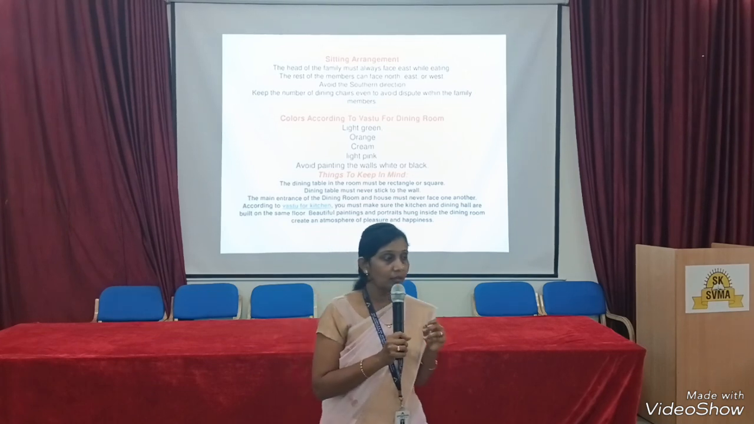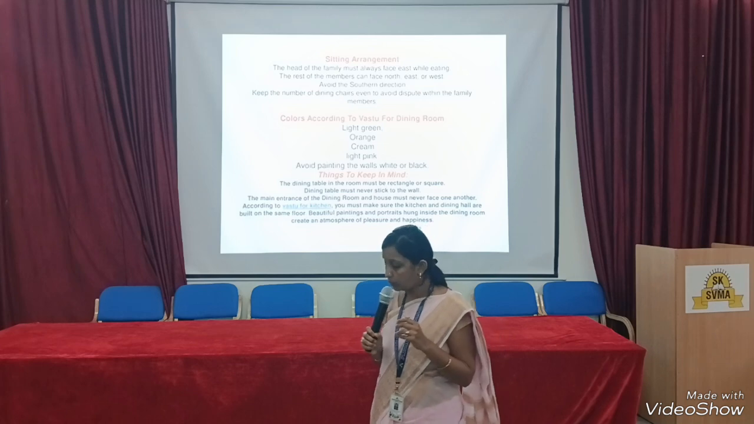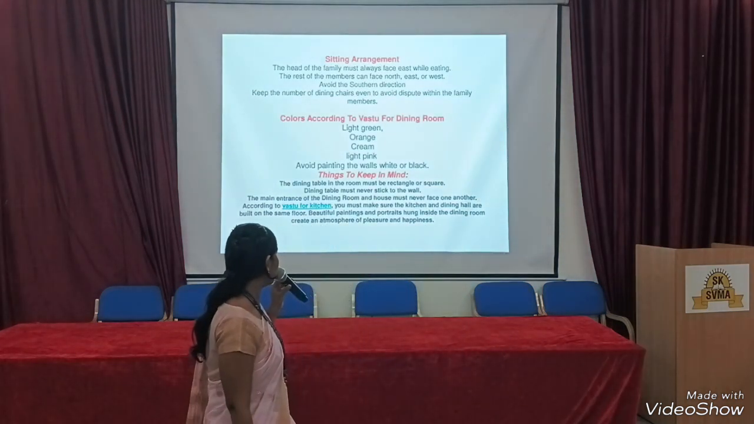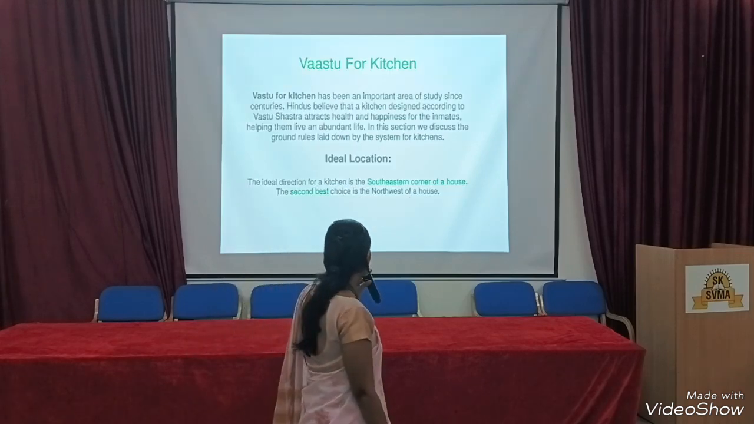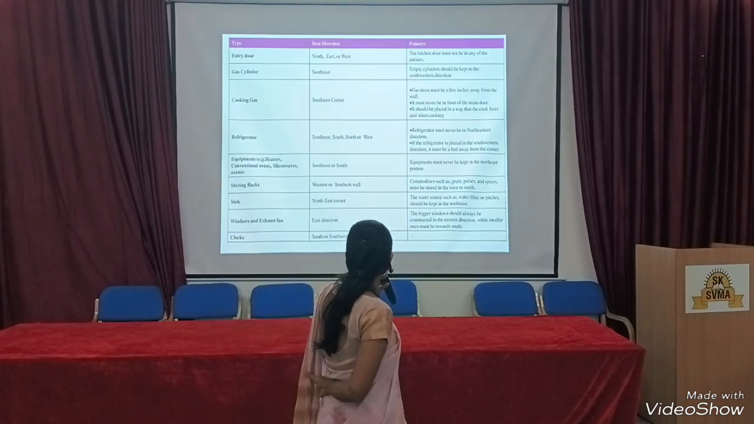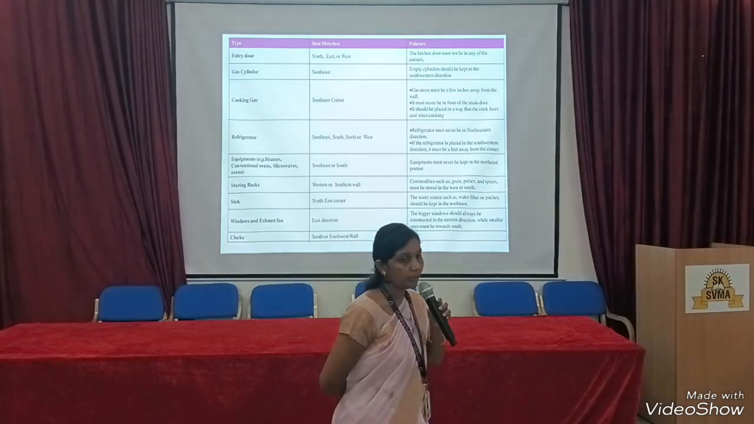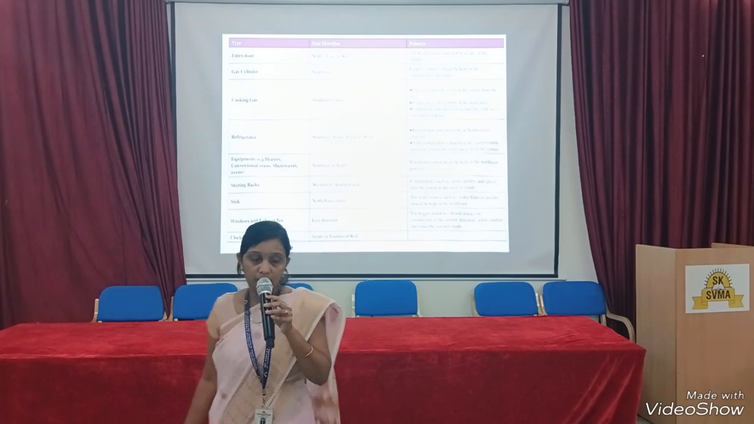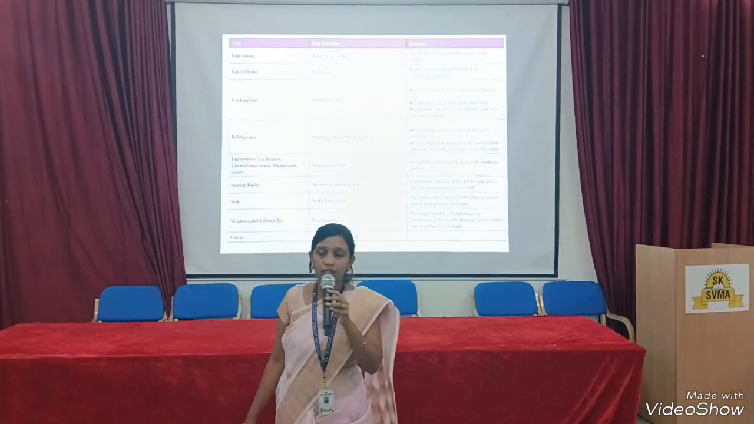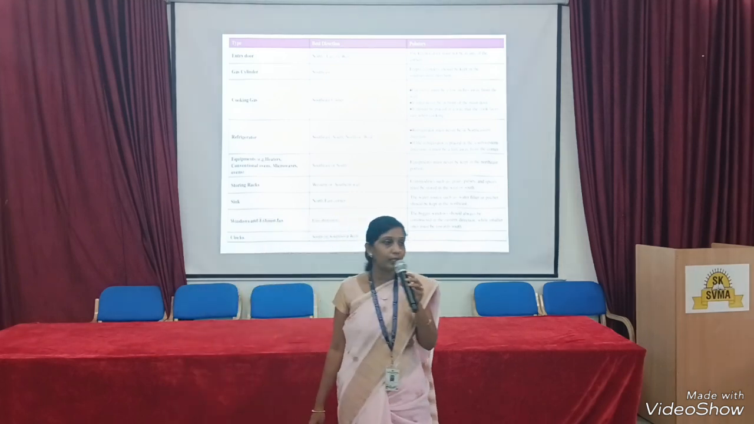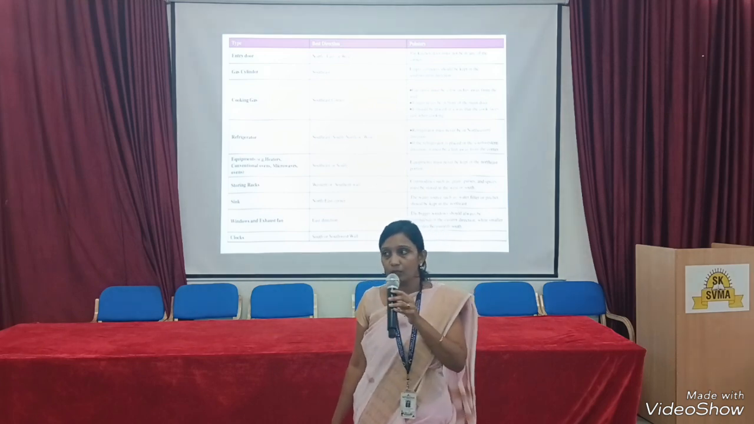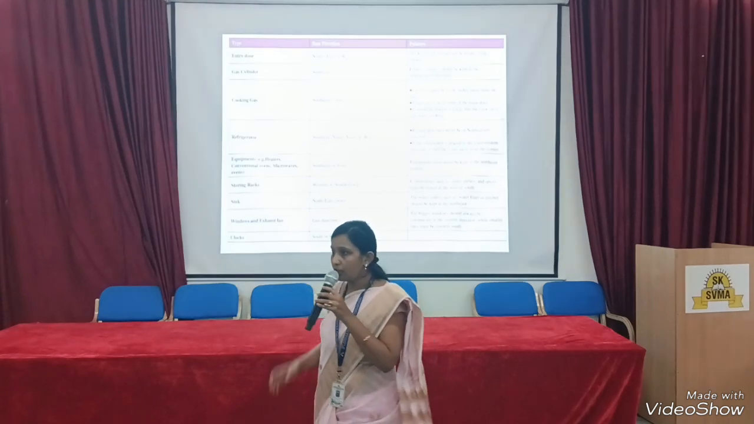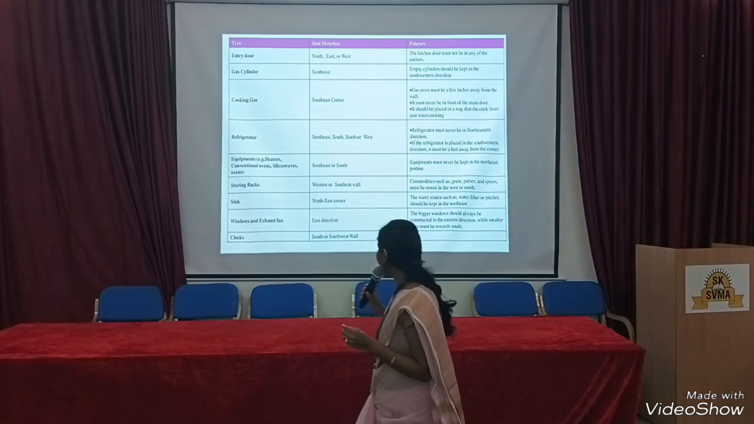So especially for the kitchen and dining room. Okay, so this is some information regarding the dining room. So just observe this table. In this table regarding the kitchen, where you need to provide the refrigerator, where you need to provide the gas cylinder, all those things, there is some direction for the Vastu. So you just see that table.